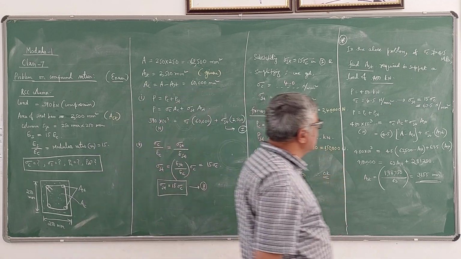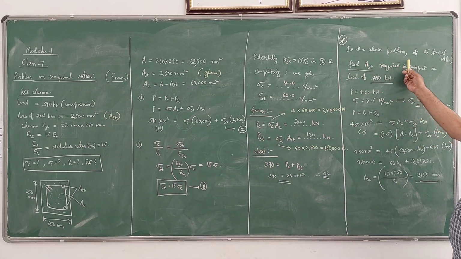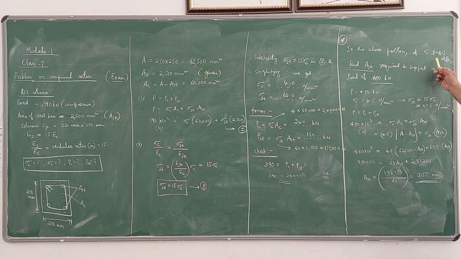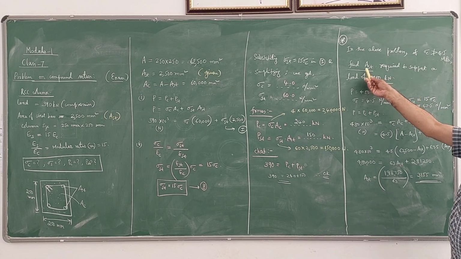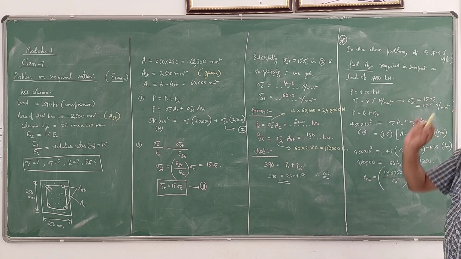In the same problem, he has asked one more thing. This you have to understand. In the above problem, if sigma C is not to exceed 4.5 Newton per mm square, MPa, what is the steel required? Find AST required to support a load of 480 kilonewton.